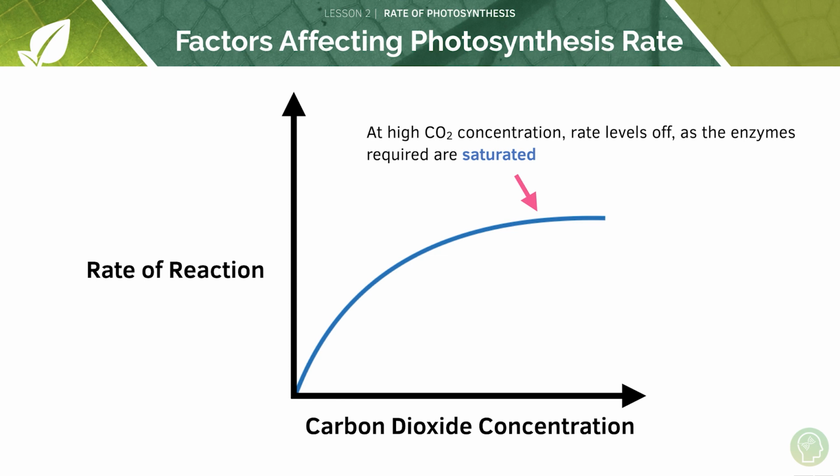And why does this happen? It's because increasing the carbon dioxide concentration further is not going to have any effect on the rate of reaction because the enzymes required for photosynthesis are saturated. This means they're being fully worked. They can't physically work anymore. Even if you increase the carbon dioxide concentration, it's not going to benefit the rate of photosynthesis.